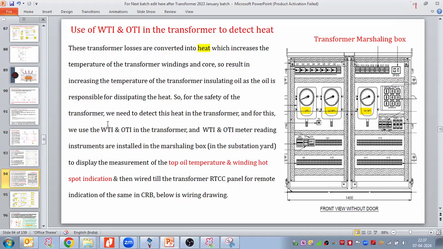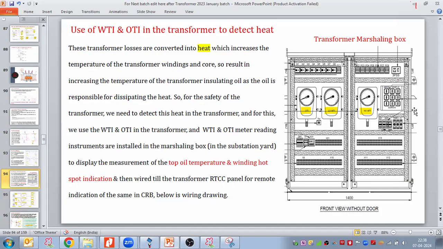But what will happen? The winding heat may not be uniform everywhere. So in addition to the winding heat, we are also measuring the oil heat. What is the temperature increase of the oil as well? So WTI and OTI are used in the transformer, and the WTI and OTI meter reading instruments are installed in the transformer marshalling box in the substation yard.